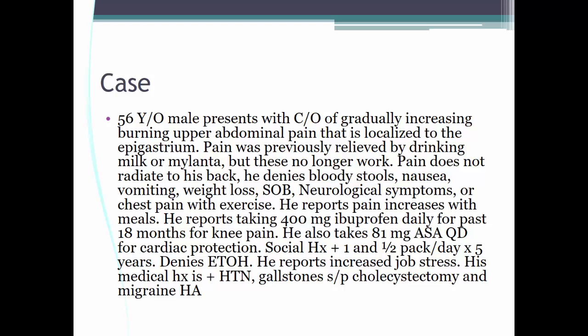He also reports taking 400 milligrams of ibuprofen daily for the past 18 months for knee pain. That's a risk factor because prostaglandin is a protective factor for the lining of the stomach. He also takes 81 milligrams of aspirin, another prostaglandin inhibitor. Social history is half a pack a day, which is a risk factor. He denies ETOH. He reports increased job stress, so stress is a risk factor. And his past medical history is hypertension, gallstone, cholecystectomy, and migraine headaches.